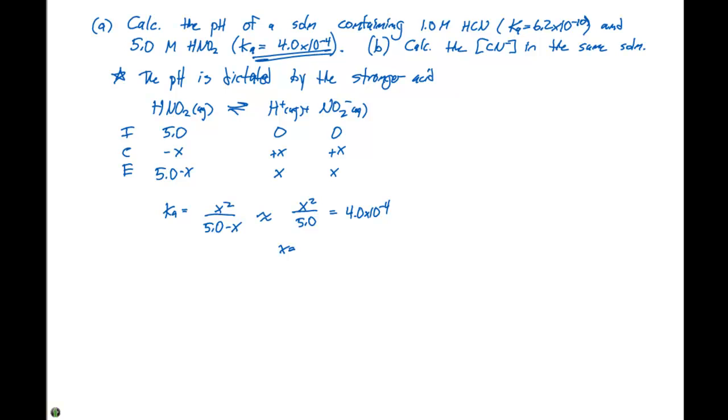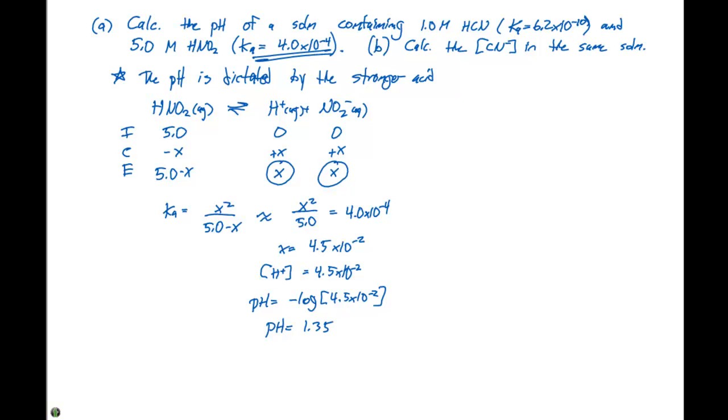So if we do the algebra here, our X is going to be equal to 4.5 times 10 to the minus 2. And if we look back up here at our ice table, that's going to equal the concentration of H plus at equilibrium. So if we have that value, we can then do the pH, which is equal to the negative log of 4.5 times 10 to the minus 2, and our pH of that solution is going to equal 1.35.